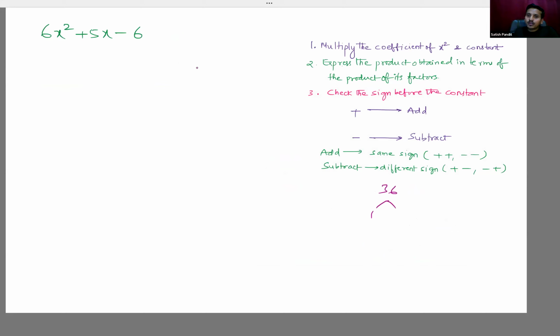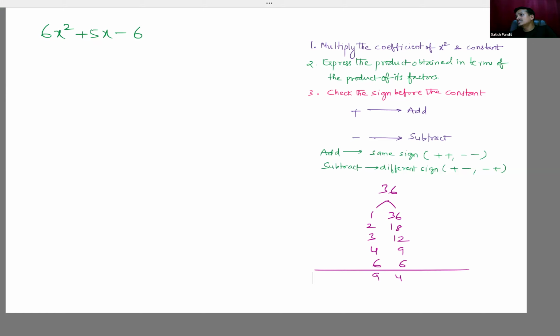See, 1 into 36, 2 into 18. How am I getting 18? You divide 36 by 2. Then 3 into 12, 4 into 9, 5 now, 6 into 6. And then 7 now, 8 now, 9. See, now we have a repetition. See, 4 into 9, 9 into 4. They're repeating, right? So we'll stop. Clear?